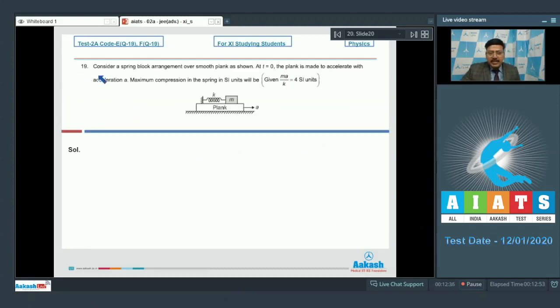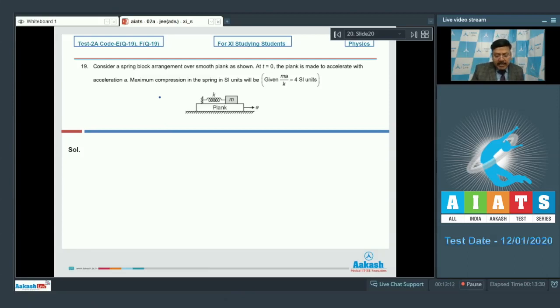Question 19 says, consider a spring block arrangement over a smooth plank as shown. At t equal to 0, the plank is made to accelerate with acceleration a. Maximum compression in the spring in SI units will be, and given ma by k equals 4 SI units. Okay, we can apply the work energy theorem, and of course we also consider the work done by the pseudo force. So that means we are observing from the reference frame attached to the plank.